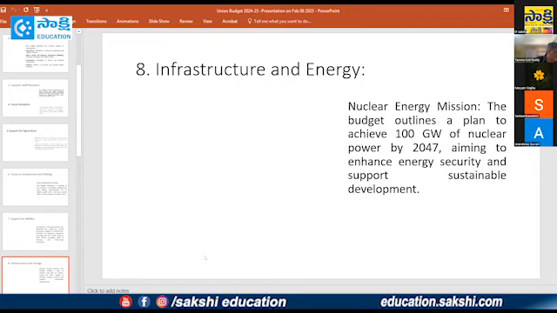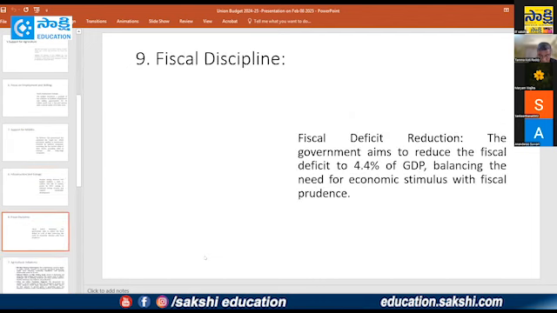Infrastructure and energy were also taken into consideration, and they have given importance to the nuclear energy mission, because how to reduce climate change is one of the big challenges for us in coming years. The budget outlines a plan to achieve 100 gigawatts of nuclear power by 2047, aiming to enhance energy security and support sustainable development, because these two are the core issues of economics nowadays.